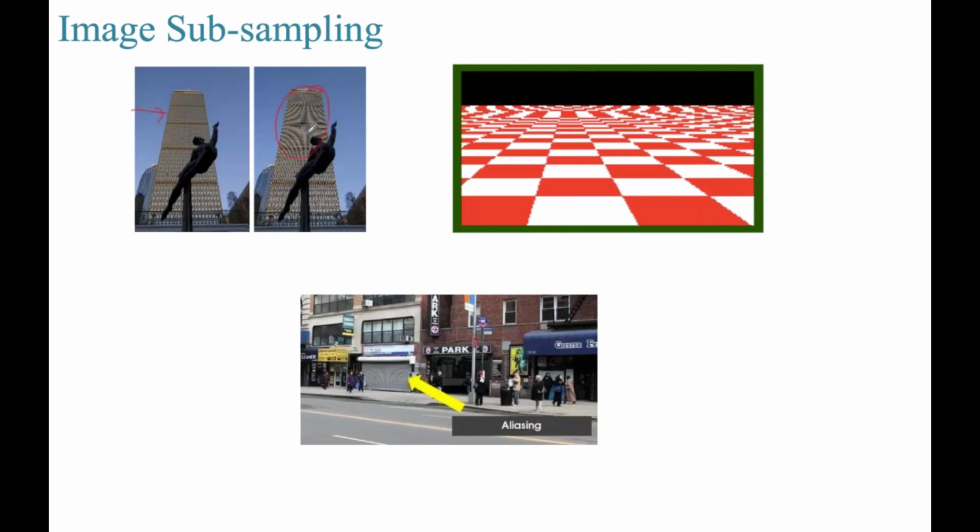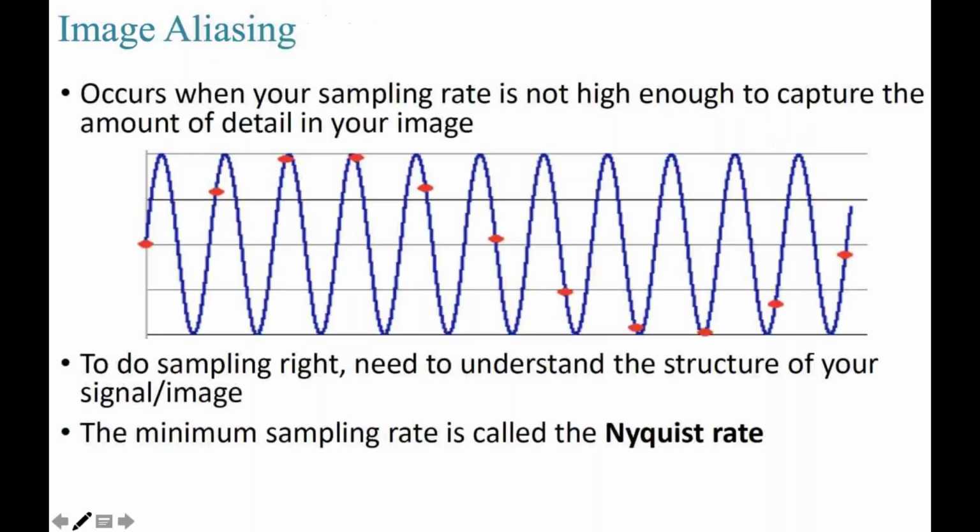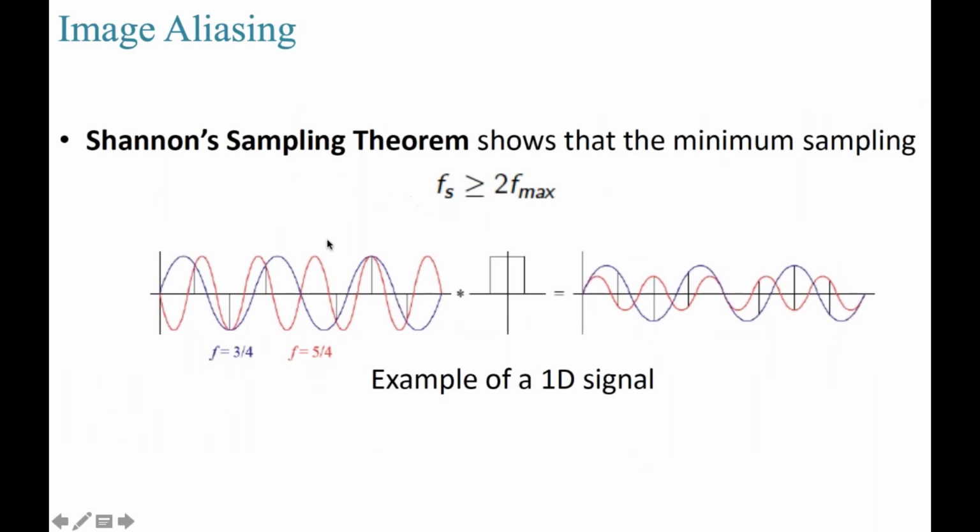Look at this. Here you have that aliasing effect. Here also, towards the top, you see the aliasing effect. Here also there is an aliasing effect because the image subsampling has not been done properly. So if image subsampling has to be done properly, you have to follow something called the Nyquist rate or Shannon's sampling theorem. What does this theorem say? This theorem says that whatever sample size you want to pick up, that sample size should be greater than or equal to twice the maximum frequency.